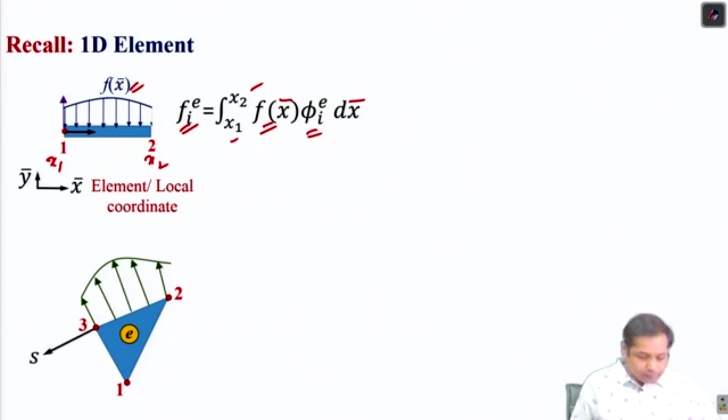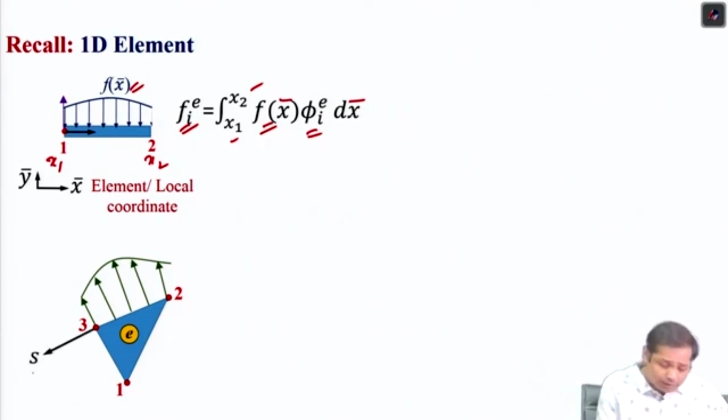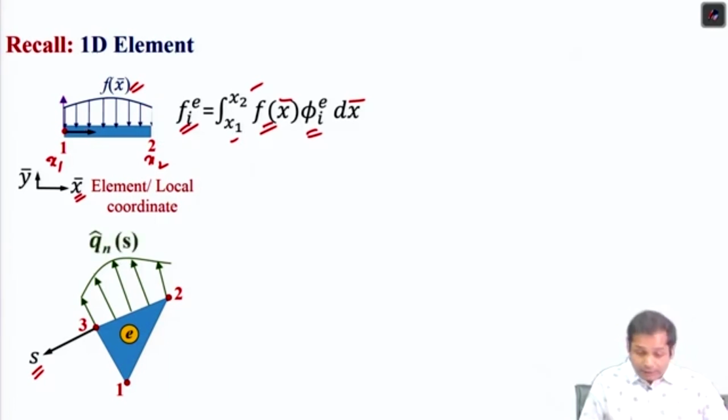Now define a local coordinate system like S. It is very similar to the x bar that we defined on this boundary. Suppose this is written as Qn as a function of S. S is the boundary. But what would be the direction of this boundary? S cannot be defined in this direction.